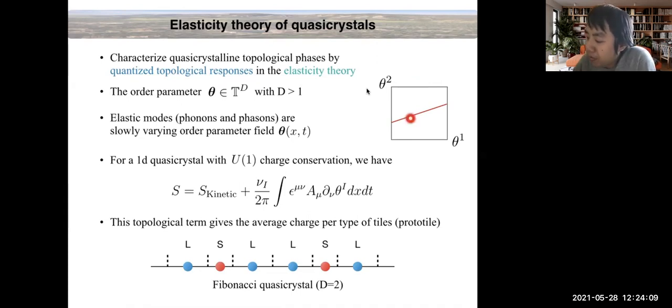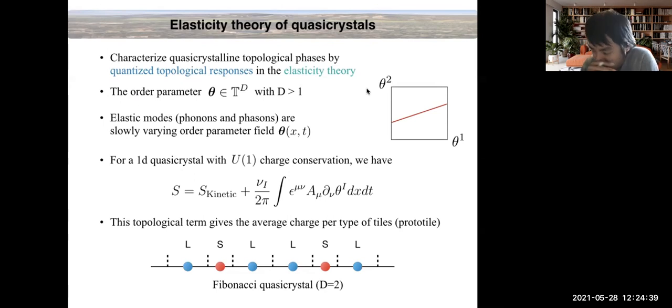And you could have elastic modes that correspond to deformations within the physical planes, or deformations perpendicular to those physical planes. That corresponds to phonon and phason modes. You can translate that to deformations in this theta field. So in quasicrystals, we have more elastic modes than in usual crystals.